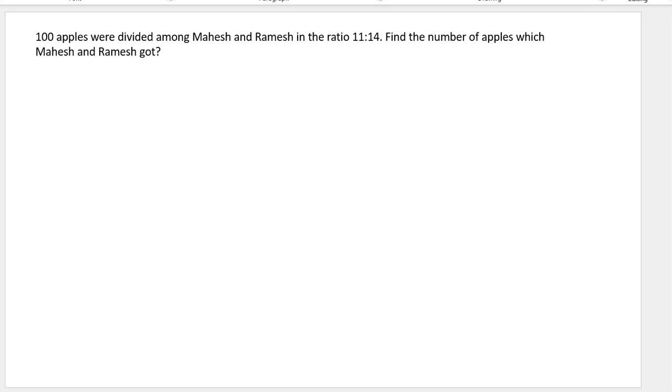We solve the following problems. 100 apples were divided among Mahesh and Ramesh in the ratio 14:11. Find the number of apples which Mahesh and Ramesh got. We solve it in the following way.